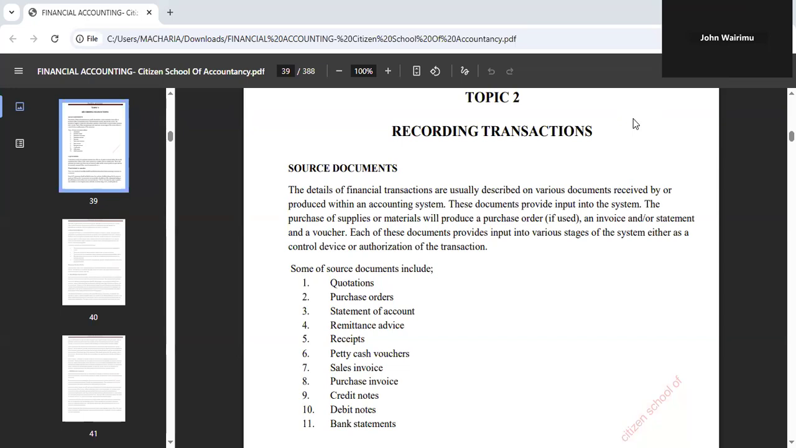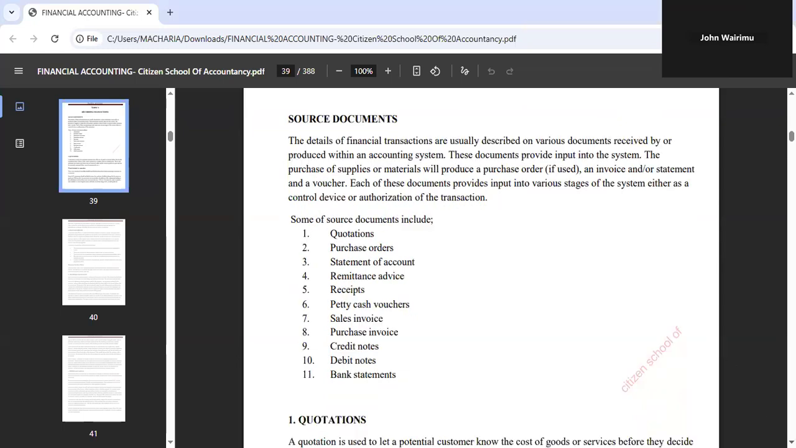Now, there are some of the sources or some of the documents that we normally have which provide us with information. We say that we have quotation, purchases order, statement of account, remittance advice, receipts, paid cash voucher, sales invoice, purchases invoice, credit note, debit note, and finally bank statement. This is where information is stored, or it portrays what kind of transaction has taken place.